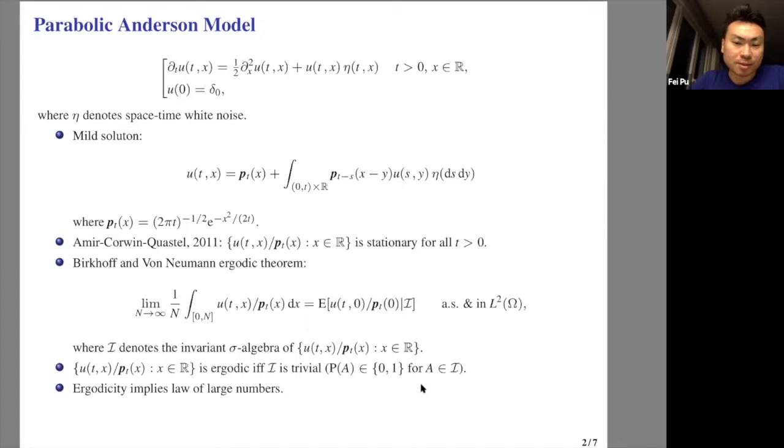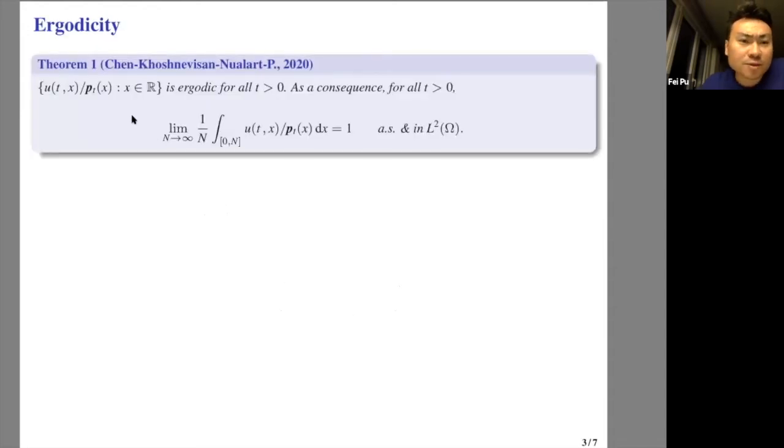All right, so this is some basic information on this parabolic Anderson model with delta initial condition. Our first result is the ergodicity. We prove that if we scale the solution to the parabolic Anderson model by the heat kernel, this process is ergodic for every t positive. So we prove the ergodicity. And as a consequence of ergodicity, we have the following law of large numbers. The spatial average converges to the expectation, which is equal to 1. This is the law of large numbers.